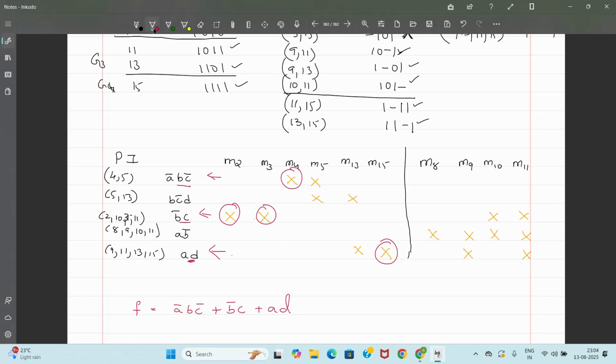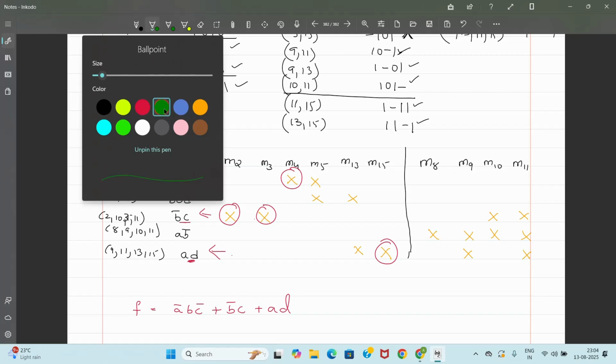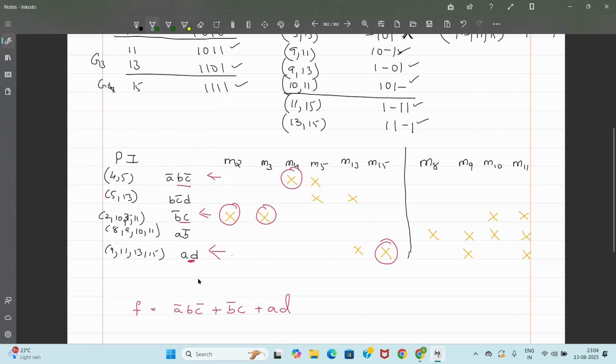Last is the confirmation step. For confirmation, whichever terms you have selected, the corresponding numbers you have to tick here. I have selected A bar B C bar, so 4 and 5. Then I've selected B bar C, so the numbers are 2, 10, 3, 11. Then the last term is AD and it is 9, 11, 13, 15.